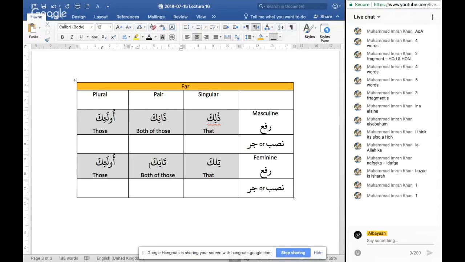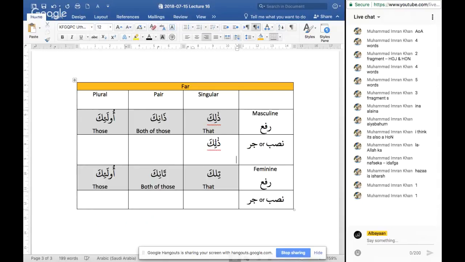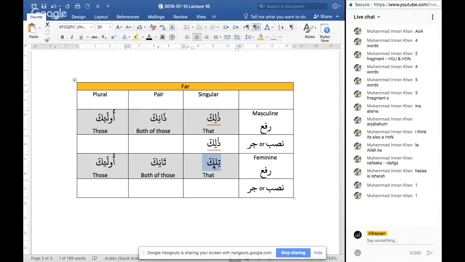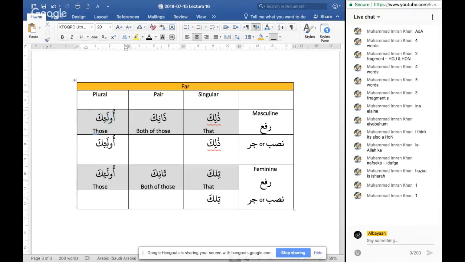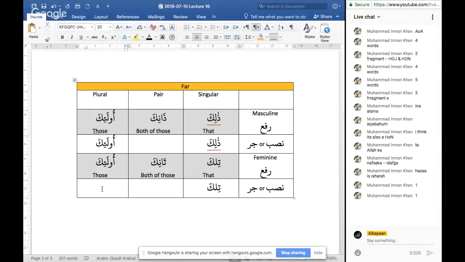The same good news I can give you for the nasab and jar form. So zalika's nasab and jar form is zalika, no change. Tilka's nasab and jar form is tilka, no change. You don't need to memorize it separately. Ulaika is also no change. Same nasab or jar form in both cases, feminine and masculine.